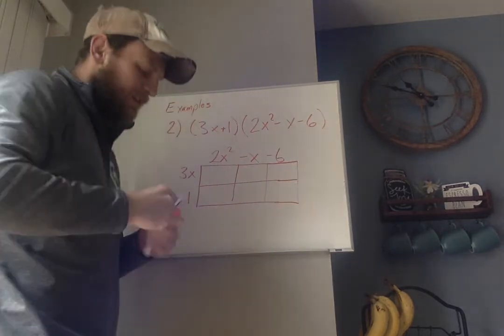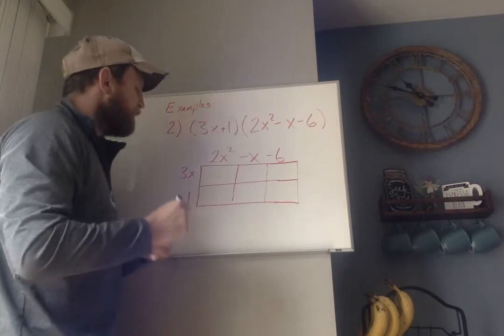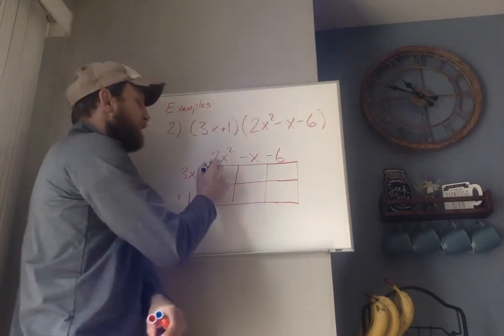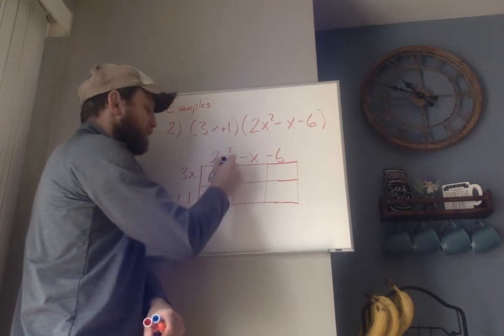Now, what I'm going to do is find the area of this box by doing 3x times 2x squared. That's 6x cubed.